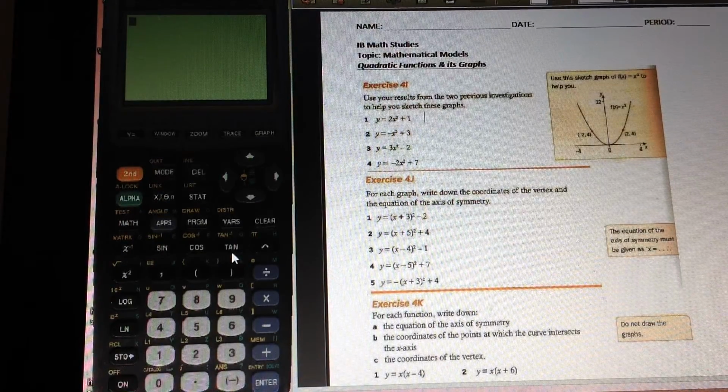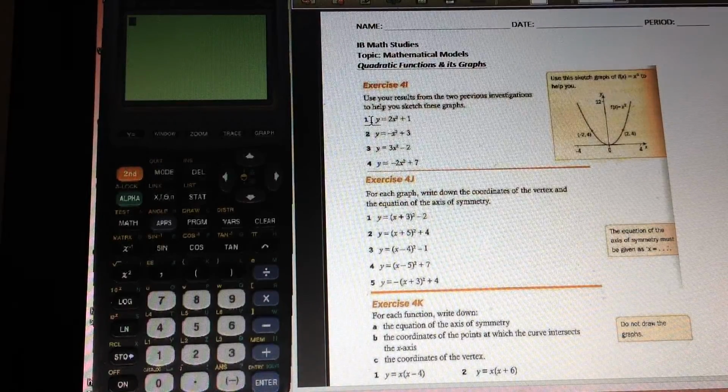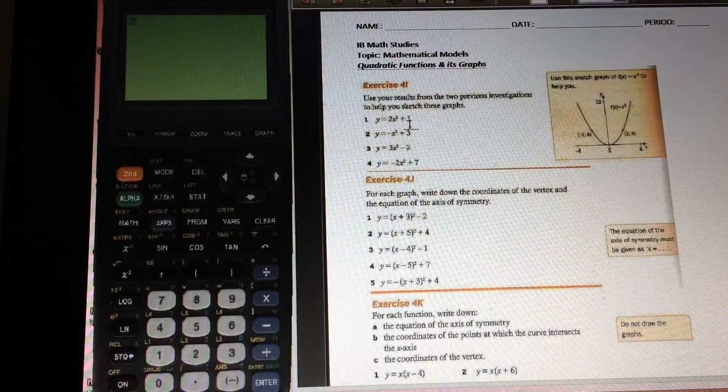Alright, in this video, we're going to show how to graph the function through the graphing calculator. So the first one, we're going to talk about exercise 4I, number 1. Noticing this is your function y equals 2x squared plus 1.